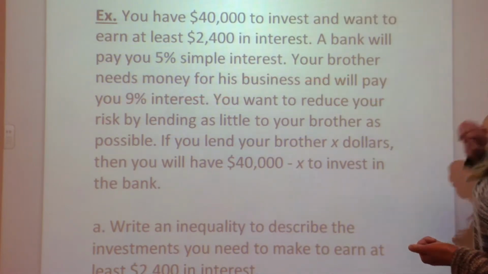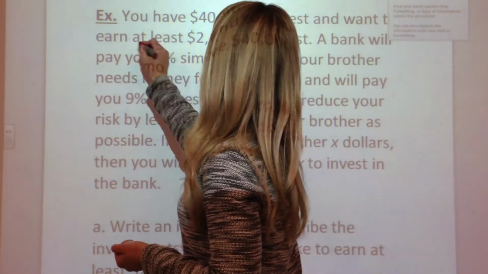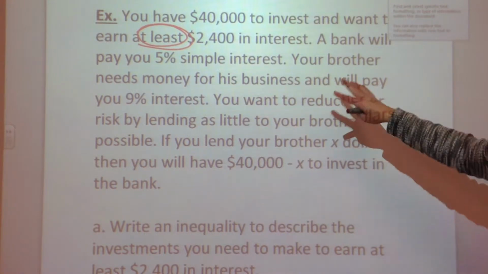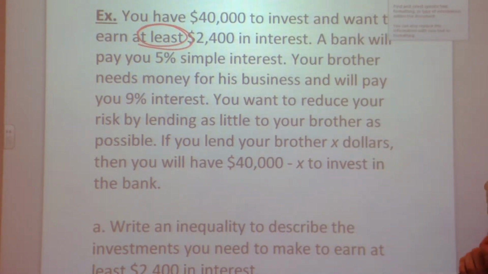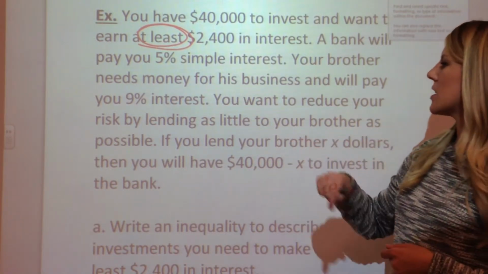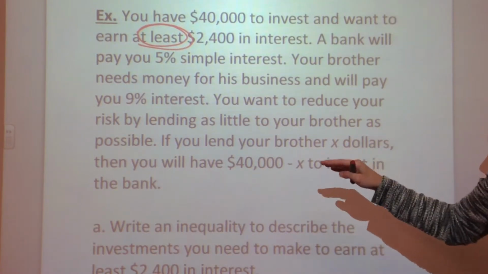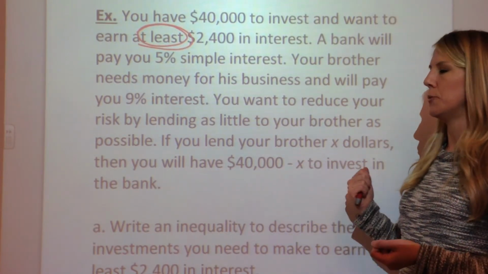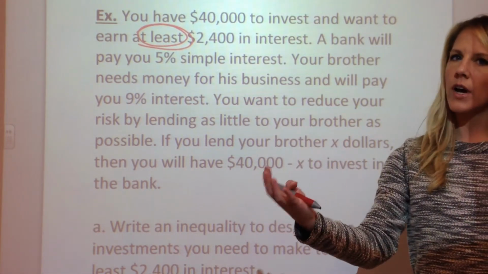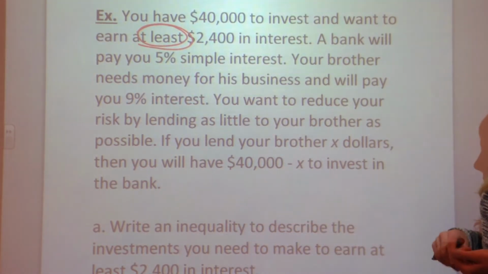You have $40,000 to invest and want to earn at least $2,400 in interest. At least. A bank will pay you simple interest of 5%. Your brother needs money for his business and will pay you 9% interest. You want to reduce your risk by lending as little to your brother as possible. So if you lend your brother x amount of money, then you will have $40,000 minus x to invest in the bank. So you start with $40,000, you lend your brother a certain amount. Therefore, what you have left over is $40,000 minus whatever you lent your brother, hence the $40,000 minus x.